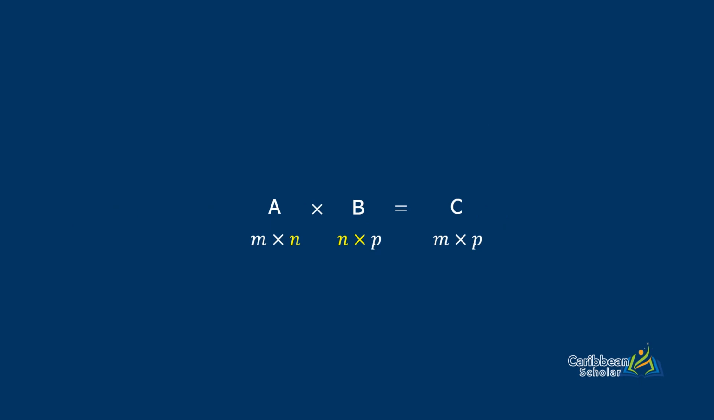So let's look at the setup for a matrix multiplication. We have a matrix A with m rows and n columns. And we have a matrix B with n rows and p columns. Notice that we just need the middle numbers to be the same in order to do a matrix multiplication. Furthermore, the matrix that we end up with is going to have m rows and p columns. Let's see this in action.